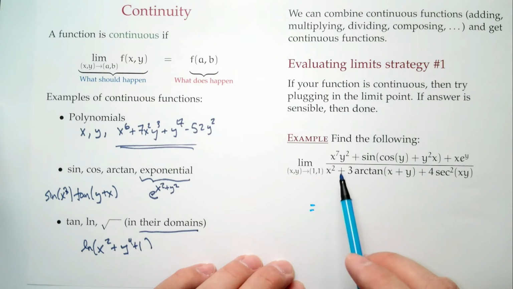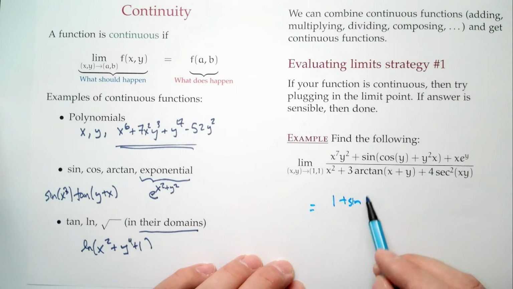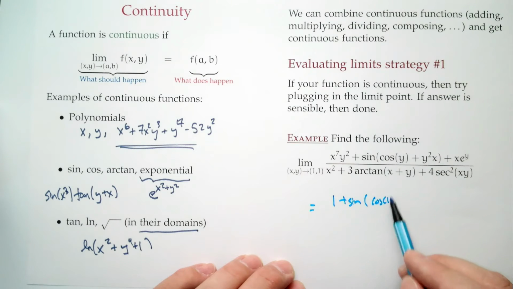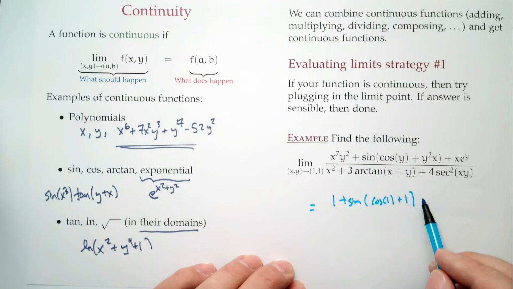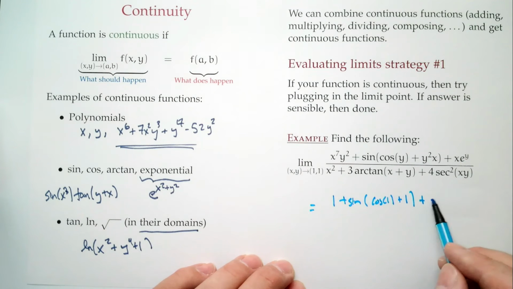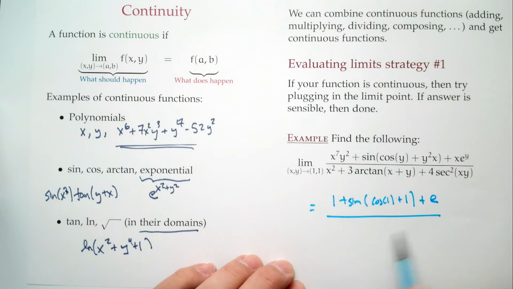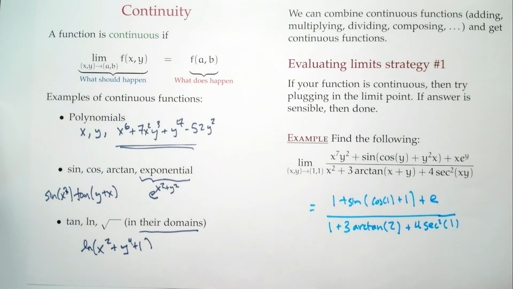And now we plug in 1, 1. And we say, okay, we get 1 to the 7th times 1 squared, which is 1, plus sine of cosine of 1, plus y squared times x, which is 1. Then we get plus 1 times e to the 1, which is e. Then downstairs, we're going to get 1 plus 3 arctangent of 1 plus 1, which is 2, plus 4 secant squared of 1.